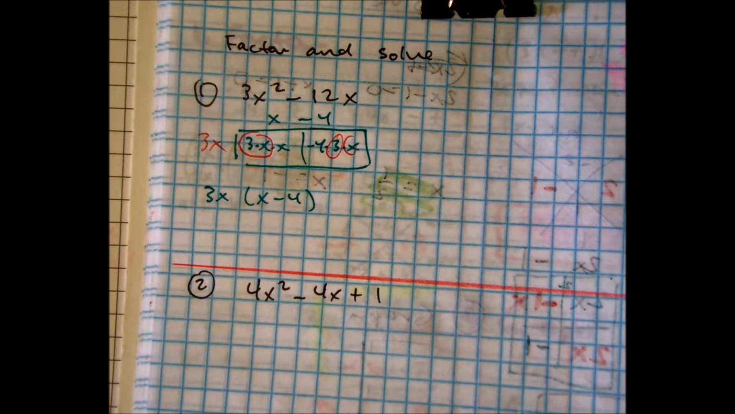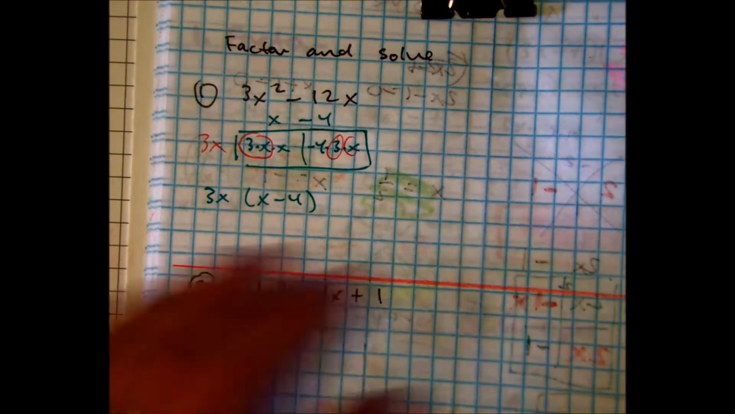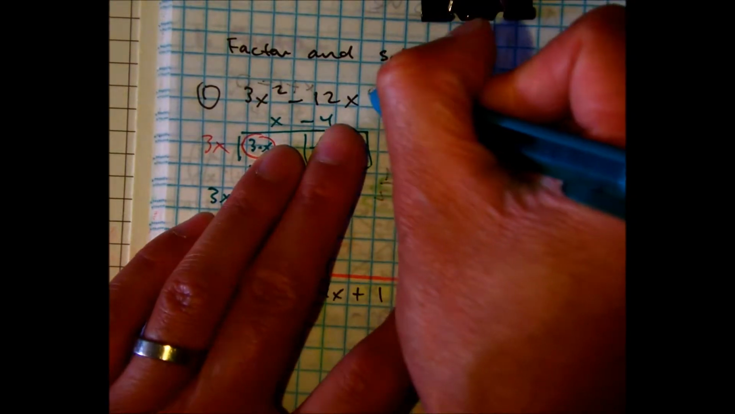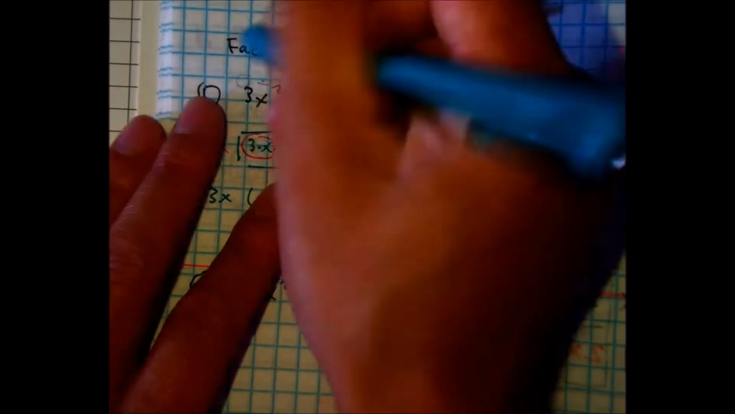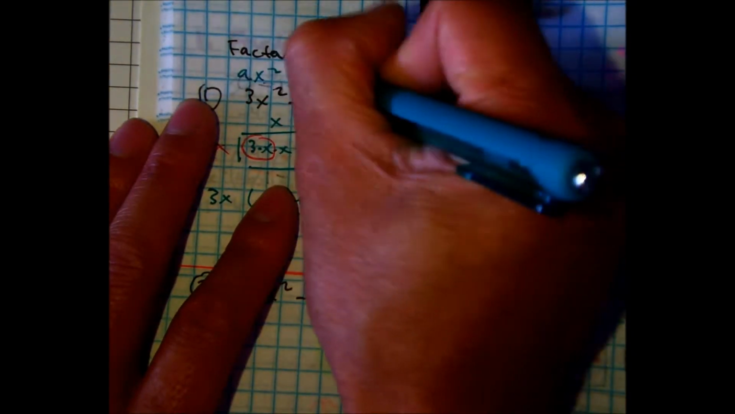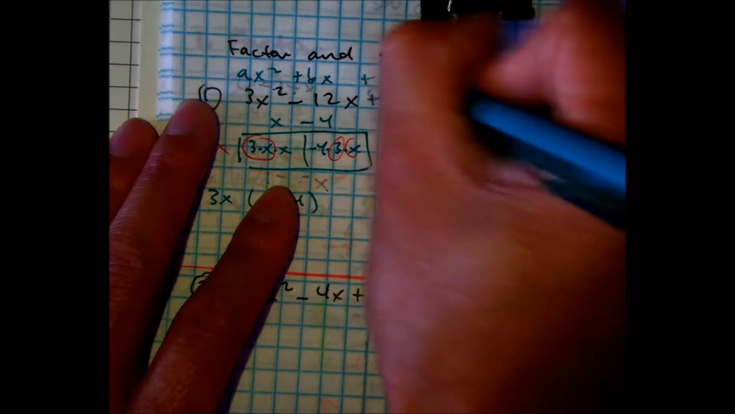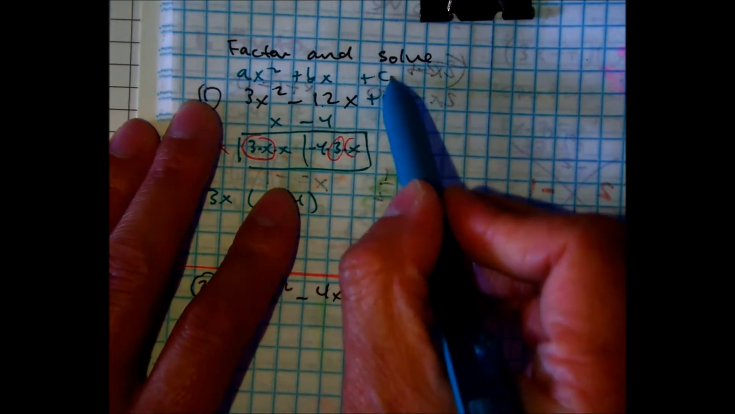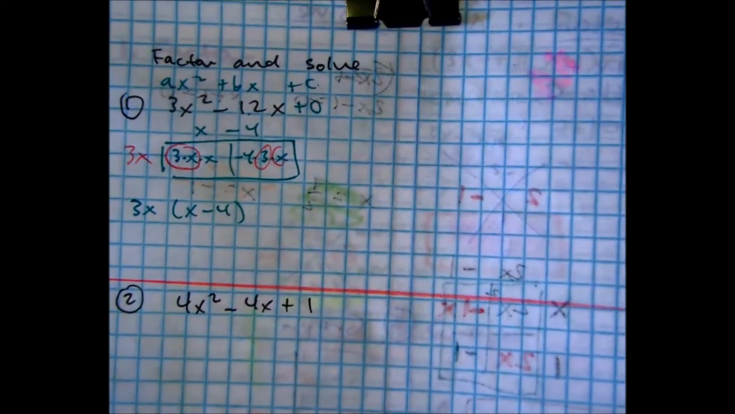Okay, let's just say you didn't see the greatest common factor, but I just did here, okay? Here, I would add a 0, so that means your a value is 3, your b value is negative 12, and your c value is 0. Do you see that? So let's go ahead and use my x in my box.